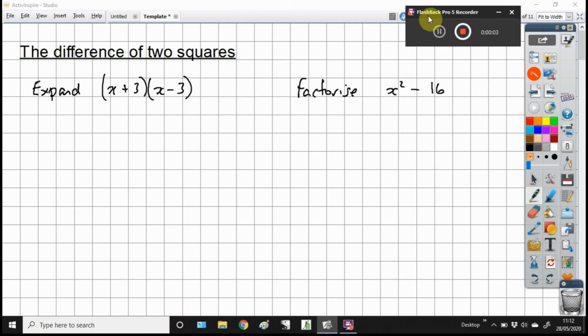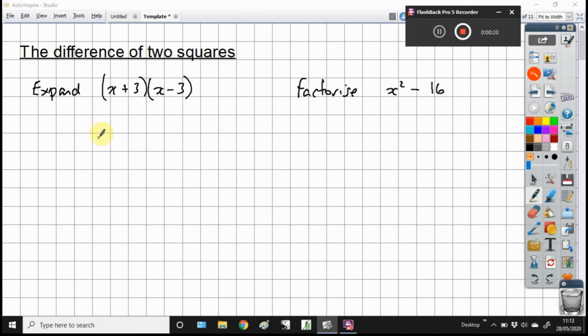In this video, we're going to consider the difference of two squares. Now, this is normally associated with quadratic expressions and quadratic equations, quadratic curves, everything in that category. But it is actually useful in other areas as well.